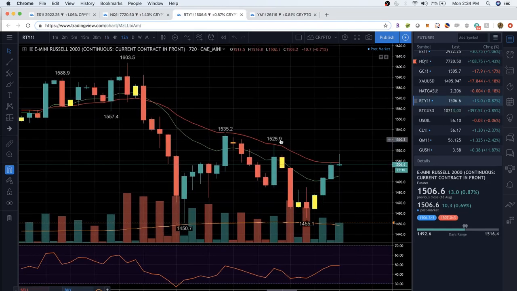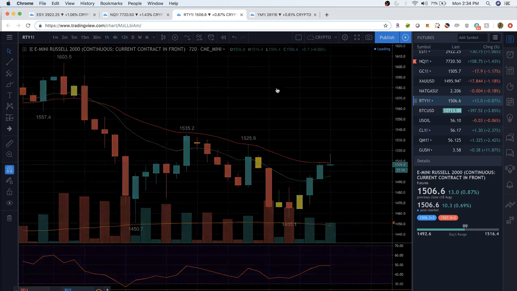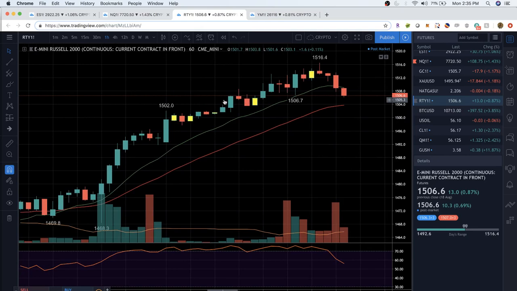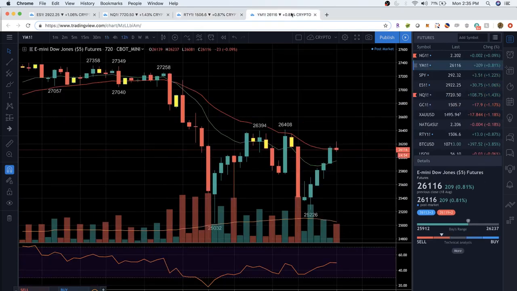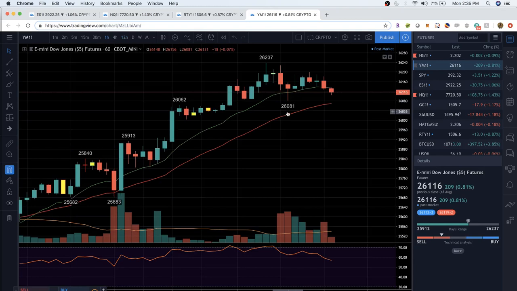RTY, our resistance 1525.90 and 1535.20. Our supports on shorter time frames are 1503.50, $1,500 psychological, and then 1491.70. YM, again decreasing bull volume. On the 12-hour, our resistance 264.08, then 27147. Our supports on the hourly 26081, and then 25811.